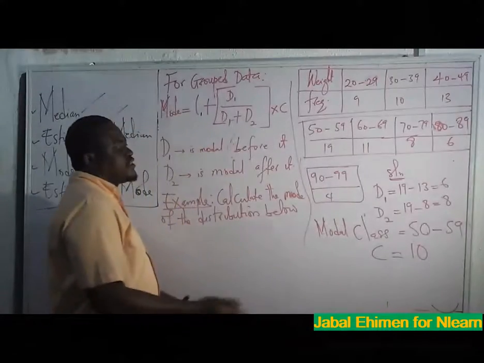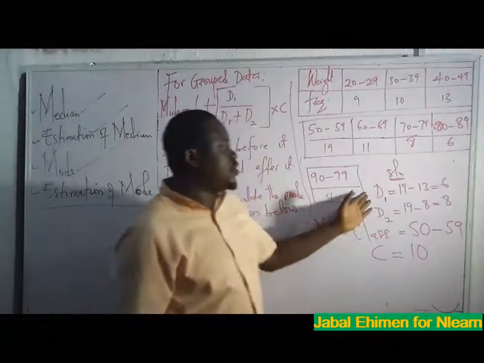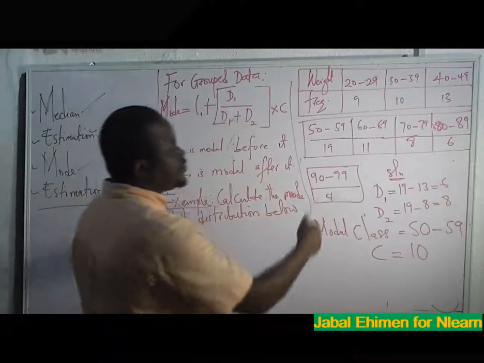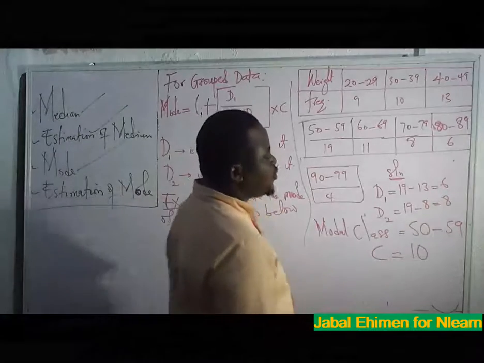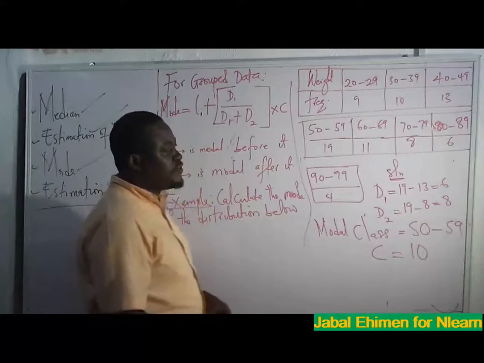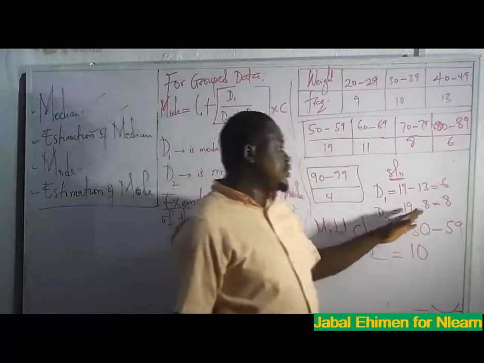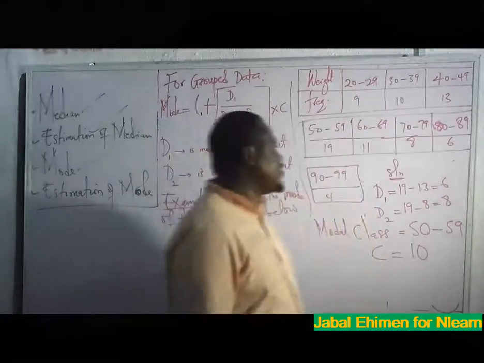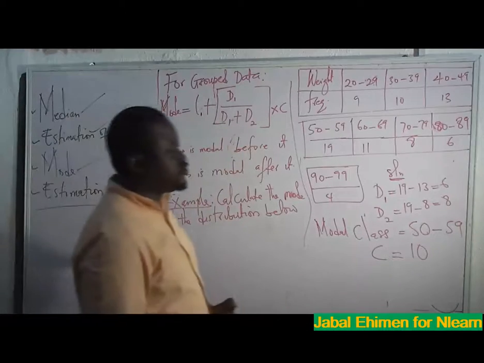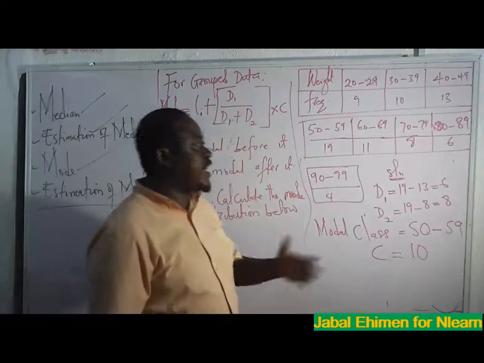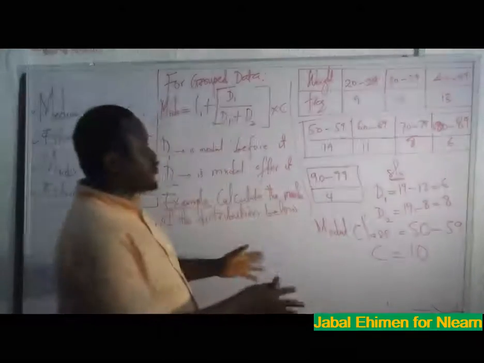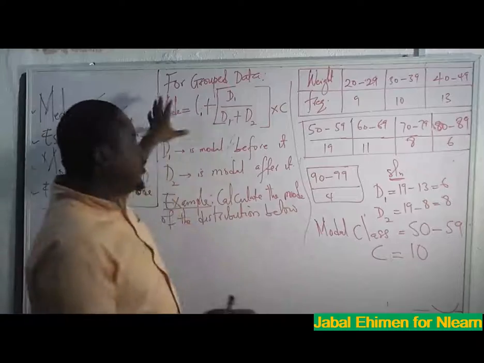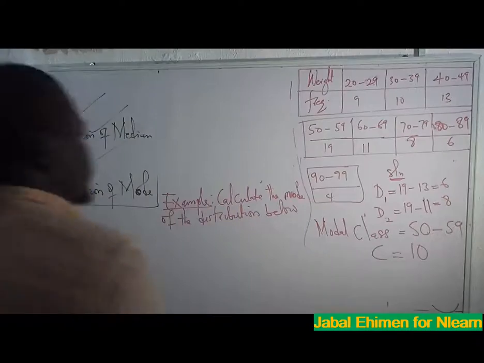Good. So from there we can take out our values. We have D1 to be 19 minus 13, which is 6. And we also have D2 as 19 minus 11, which is 8. So before it and after it, that's the bone of contention now, which is D1 and D2. So we'll take our calculation on that.